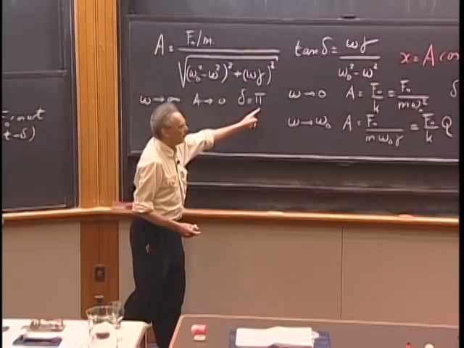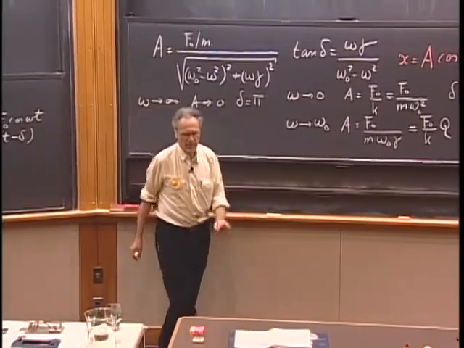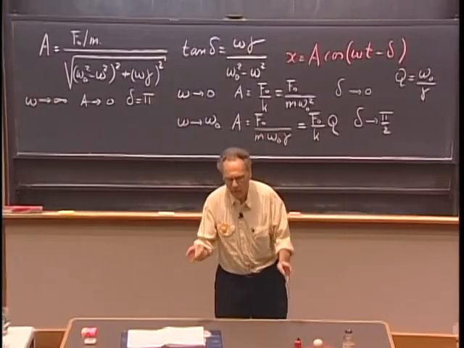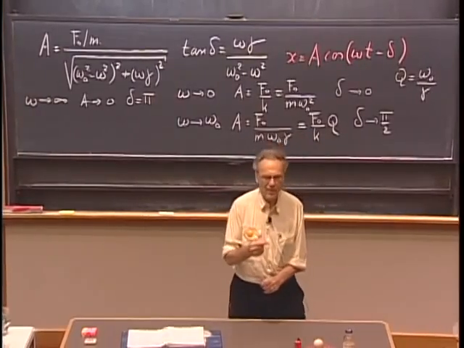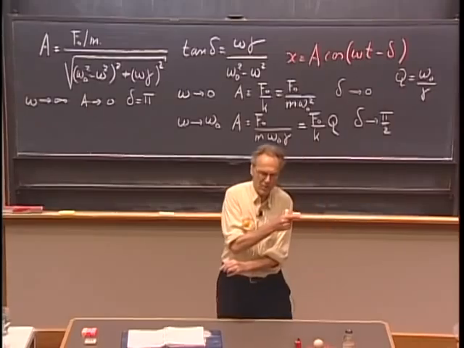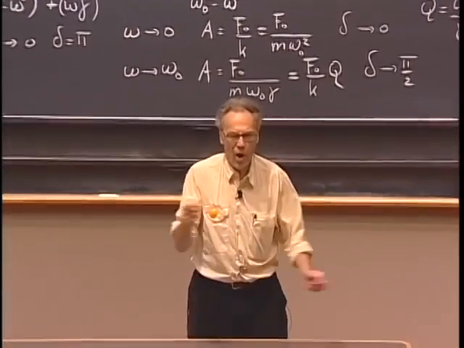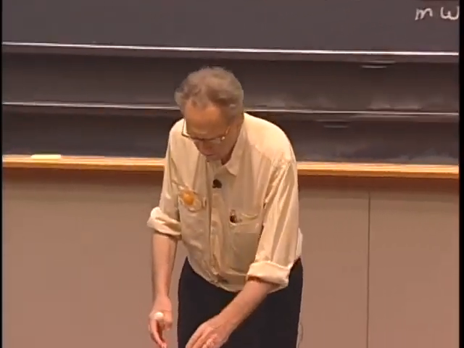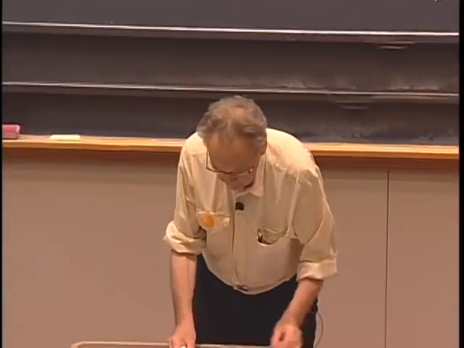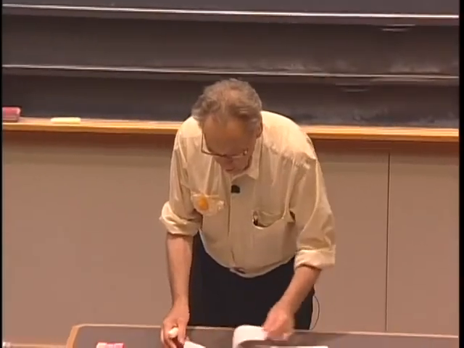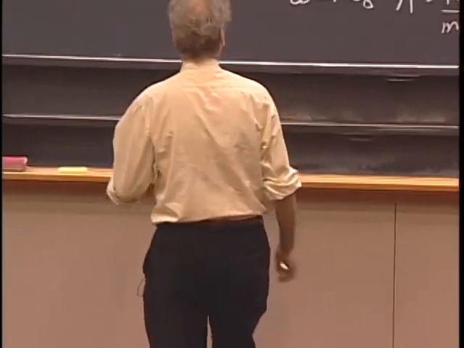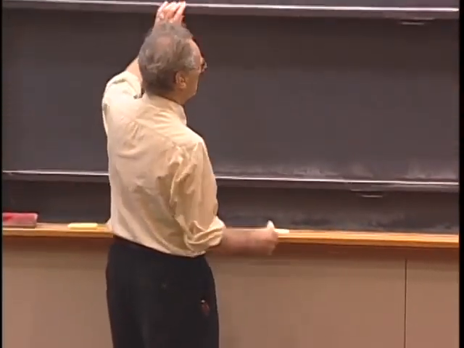What it means here, that at very high frequencies, the amplitude of the object goes to 0, but what I will be able to show you is that if the driver goes in this direction, the object goes in this direction. So they are 180 degrees out of phase, and that I can show you. That's what it means when delta equals pi. So now we can make a graph, a plot, of A as a function of omega.